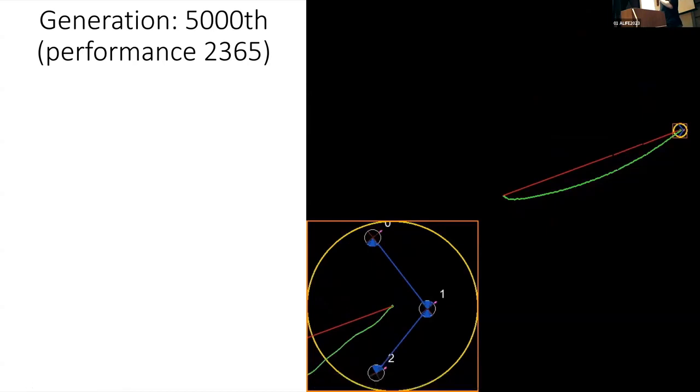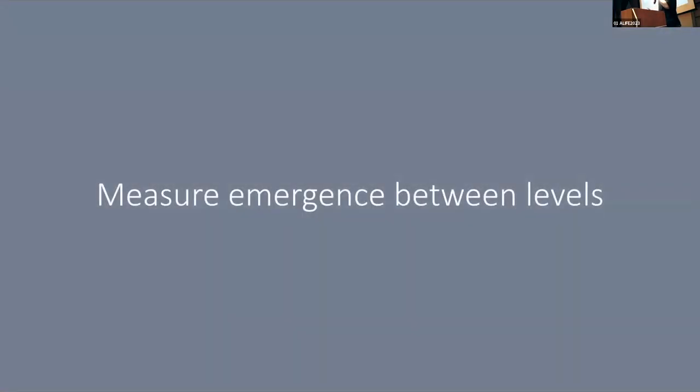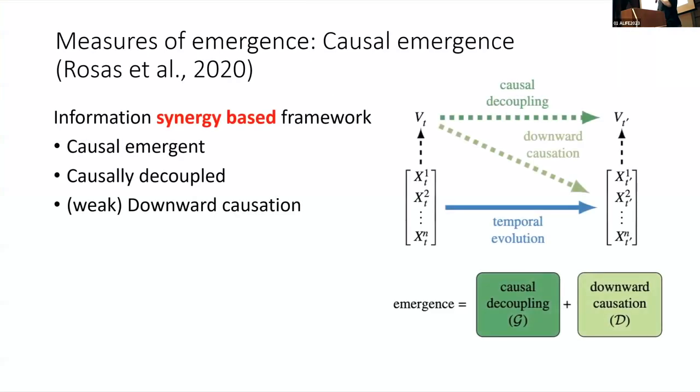So from here, we know they already developed the collective behavior. Next, we want to go into the measure of emergence across levels. In the current study, we take Rosas and colleagues' information-theoretic causal emergence measure. This measure is a synergy-based framework, and in this framework they formalize three concepts about emergence. One is causal emergence, and one is causal decoupling. Causal decoupling means macro and micro cannot predict each other's future, and also downward causation.